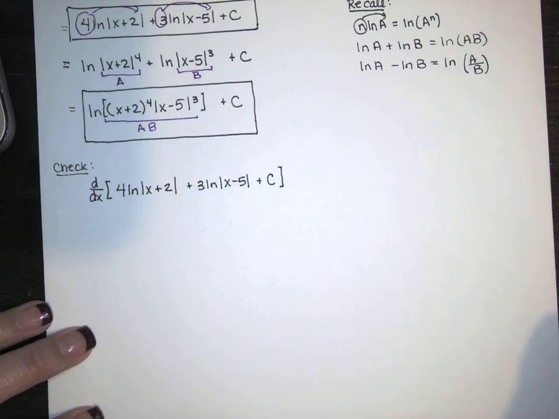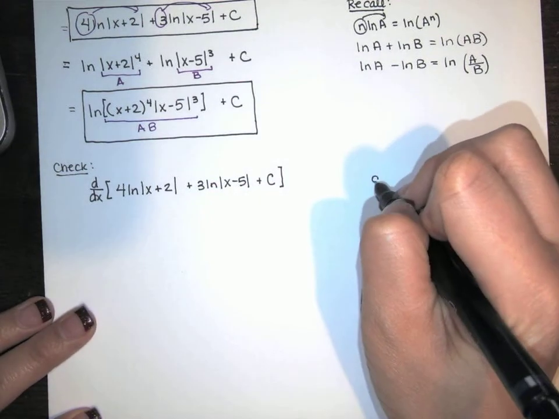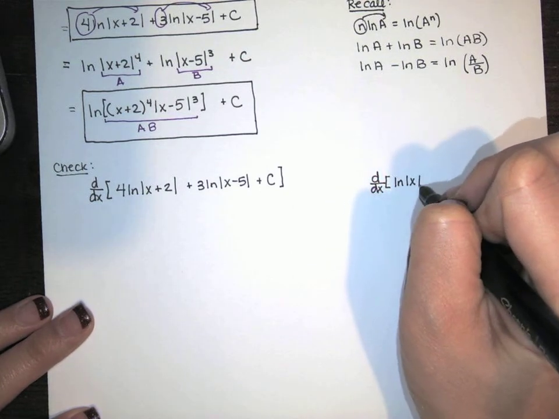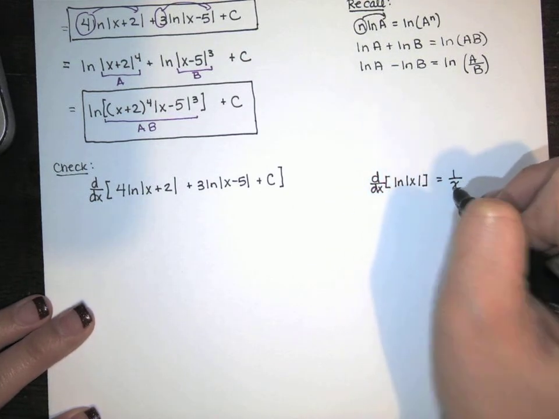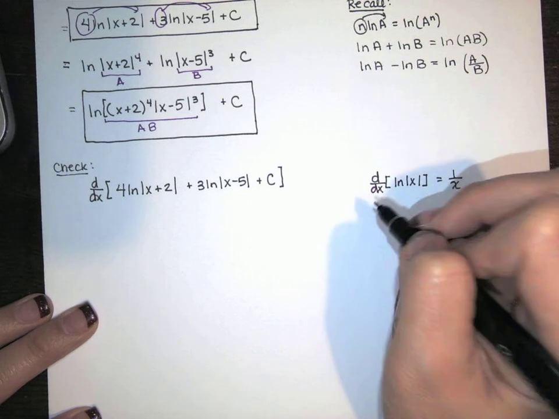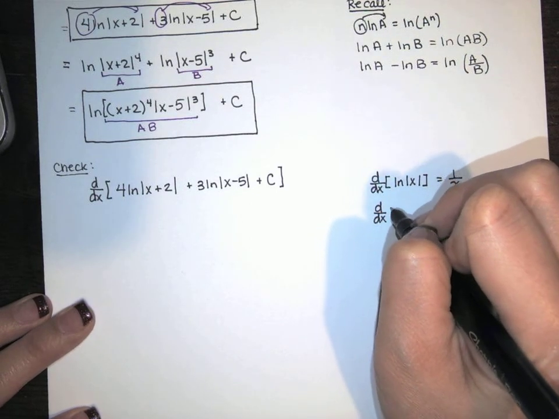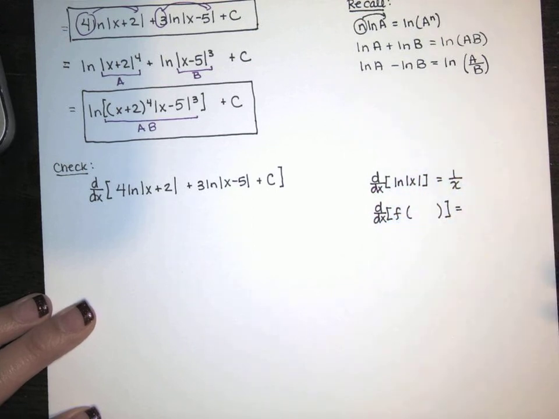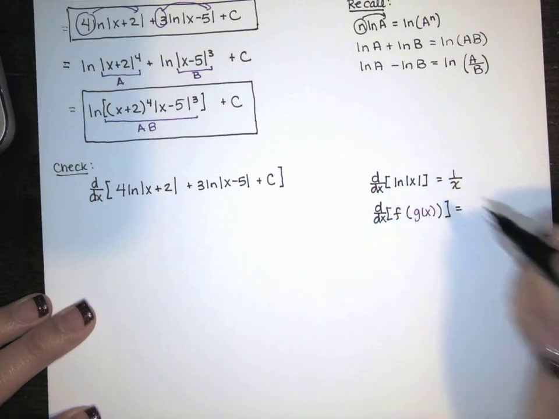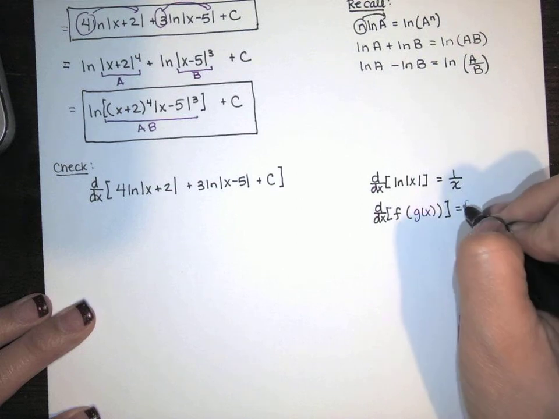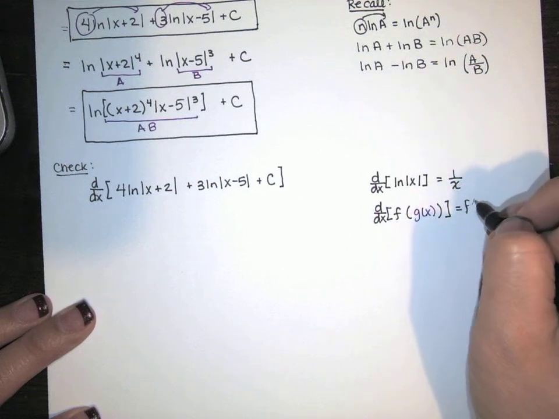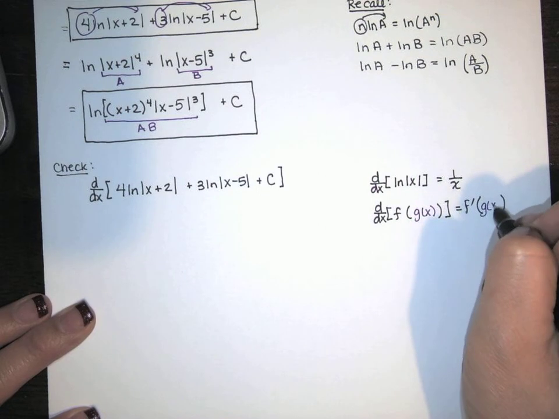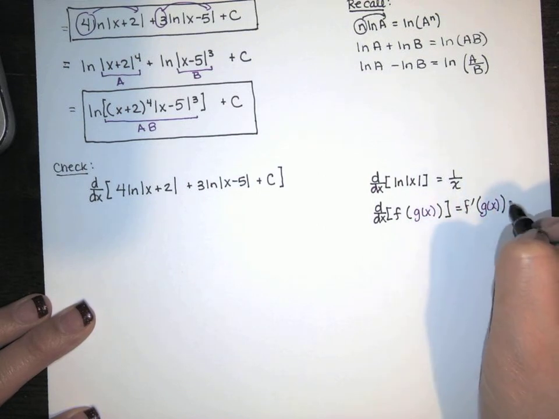All right. In order to do this, you have to remember this rule. The derivative of natural log of the absolute value of x is 1 over x. Just keep that in mind, and you might also need the chain rule. If you have the derivative of f of g of x, that's equal to the derivative of the outside. So find f prime, evaluate it at the inside. So put your inside function back in, and then multiply by the derivative of the inside.